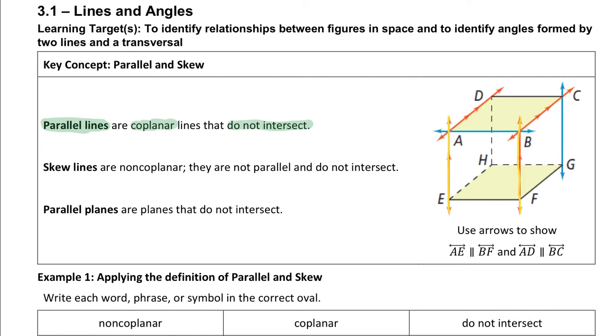Okay, I'm going to use blue to describe skew lines. Skew lines are lines that are not coplanar and do not intersect. So basically, skew lines are lines that do not intersect, and this is a simplified way, but they point in different directions, not opposite directions, just different directions.